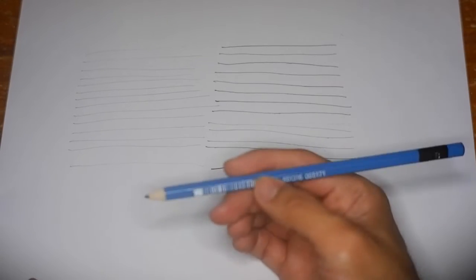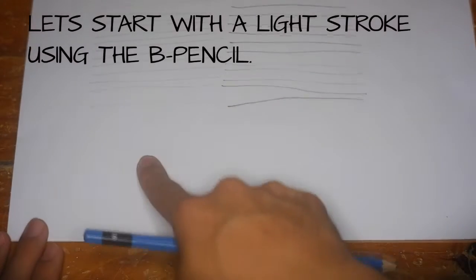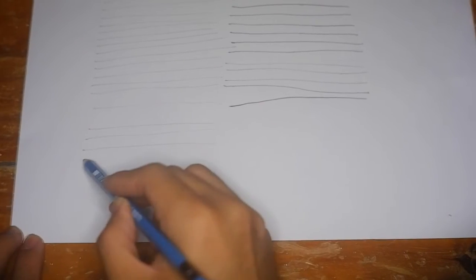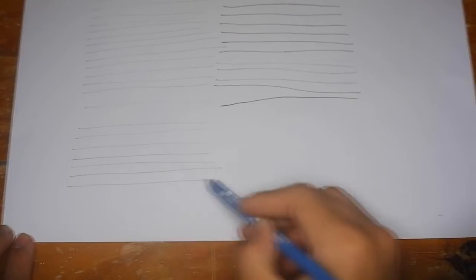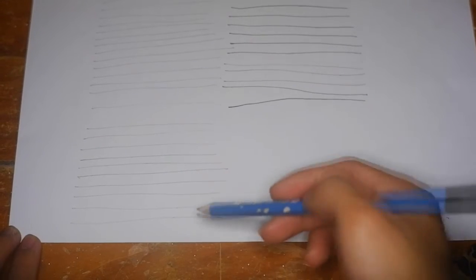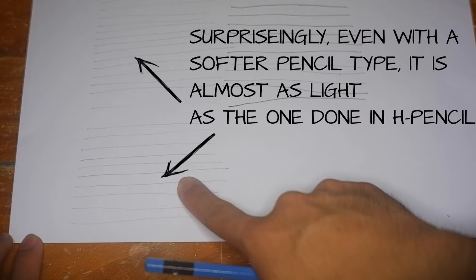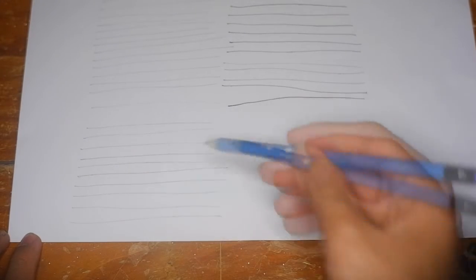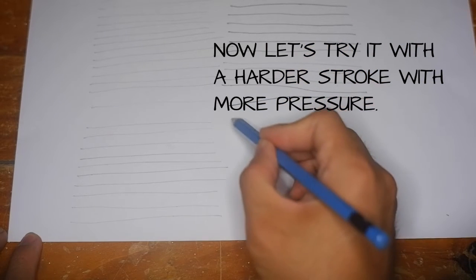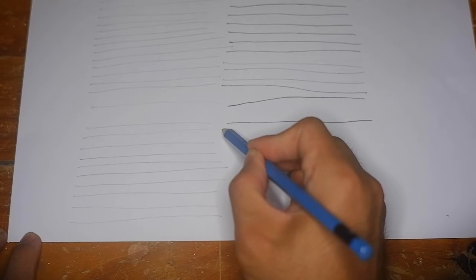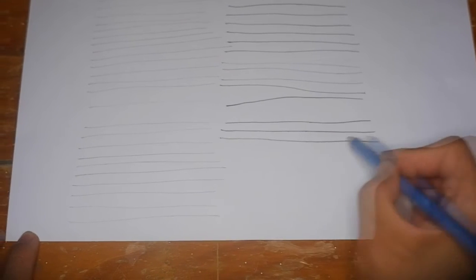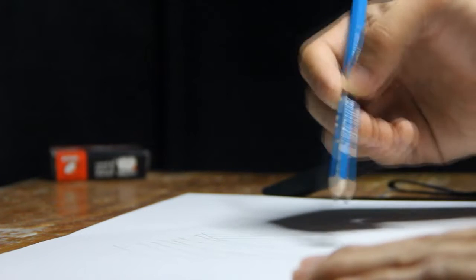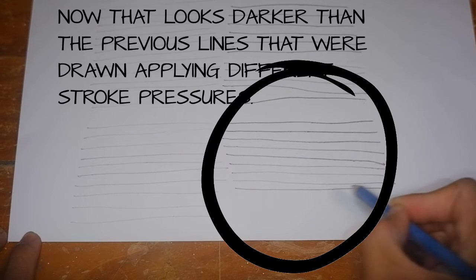Let's try using a B pencil and see what the lines look like. Naturally, we'll expect the lines to be darker since we'll be using a softer pencil, but surprisingly, with light strokes, it seems like the lines look really light. Now let's try it with a heavier stroke. As you can see, the lines now look darker and more emphasized than the other set of lines.